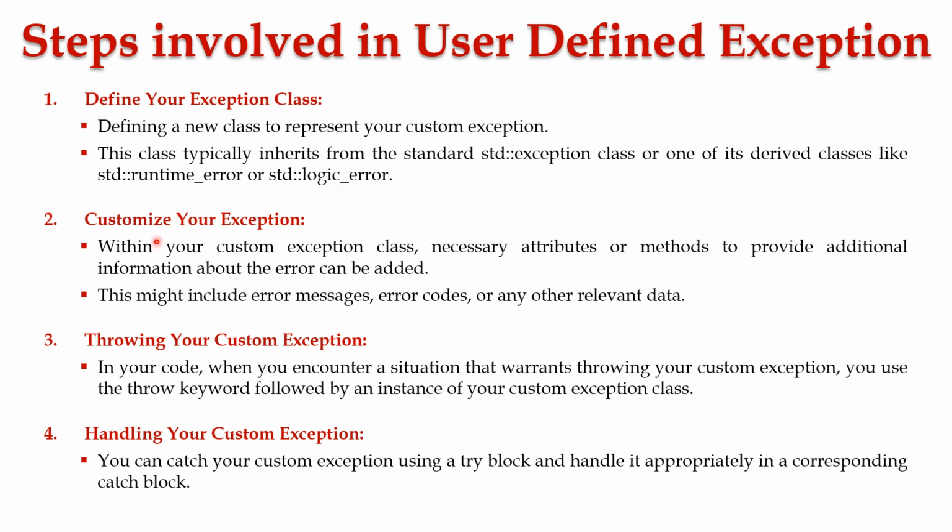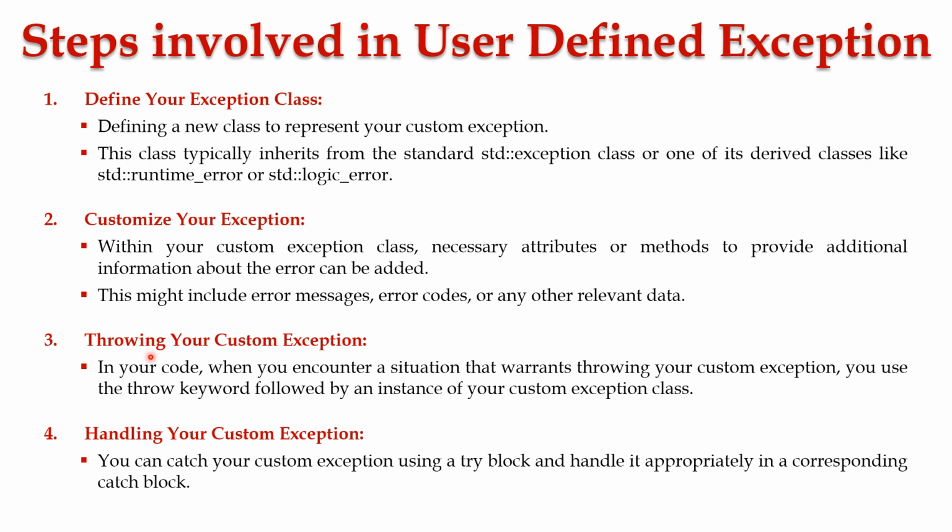The second step is customize your exception. So here, within your custom exception class, the necessary attributes and methods to provide additional information about the error can be added. This may include some error messages, error codes, or even some other relevant data.